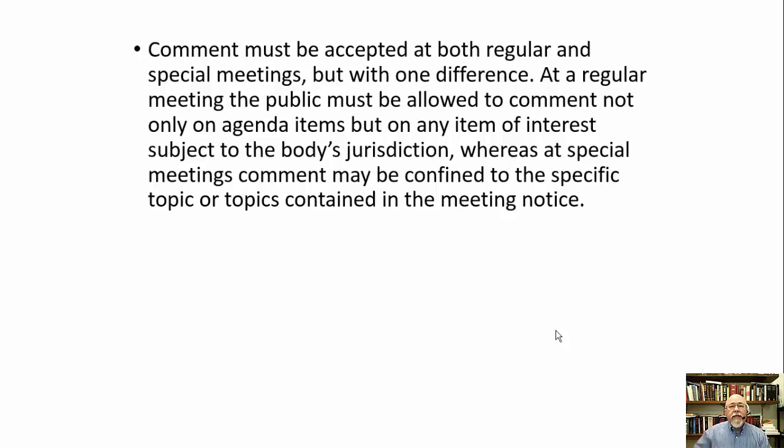So, difference: regular meetings, special meetings. At special meetings, they can confine the public comment to what they're talking about at the special meeting, which kind of makes sense, because the meeting is only about one topic or two topics. You don't want people talking about everything. You want the special meeting's public comments addressing the one or two things that the meeting is going to cover.